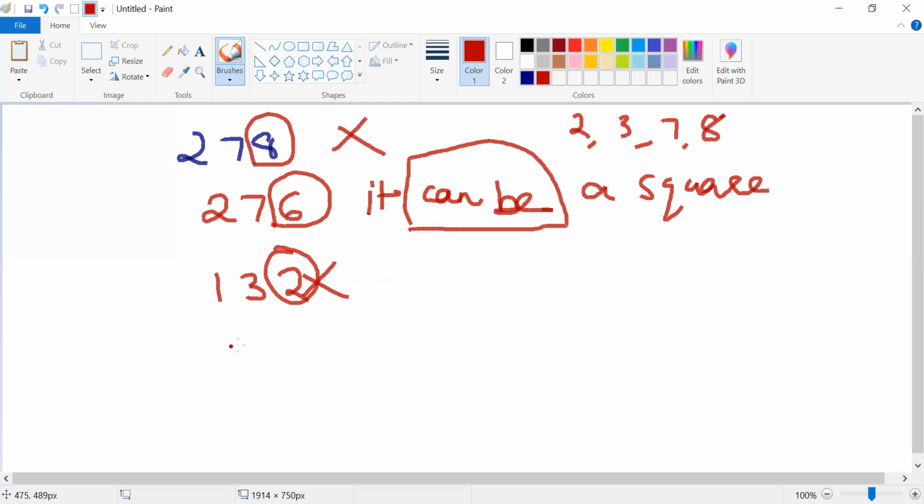Now, if I give a number 1060, immediately you can say it is not a square number because it is ending in a single 0. That is an odd number of 0s. So it cannot be a square number. This much understood?